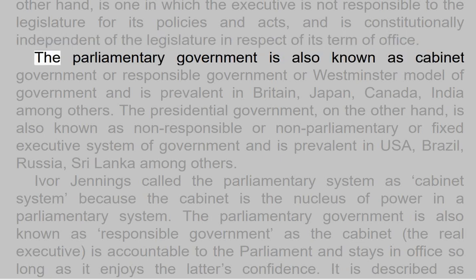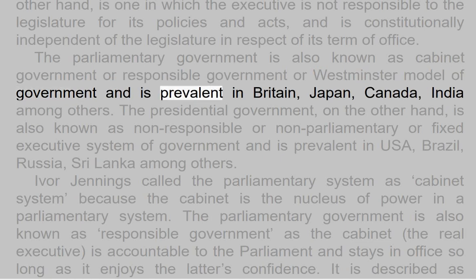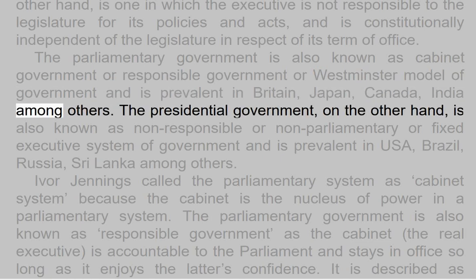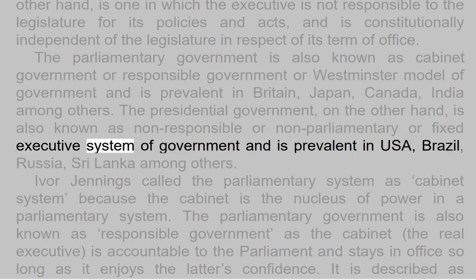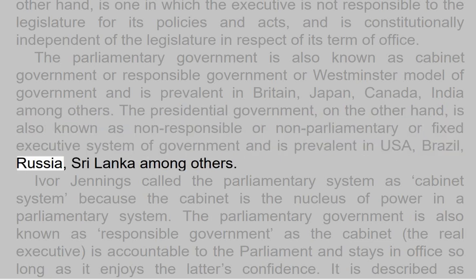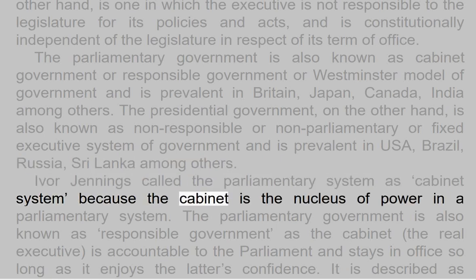of office. The parliamentary government is also known as cabinet government, or responsible government, or Westminster model of government, and is prevalent in Britain, Japan, Canada, India, among others. The presidential government, on the other hand, is also known as non-responsible, or non-parliamentary, or fixed executive system of government, and is prevalent in USA, Brazil, Russia, Sri Lanka, among others.